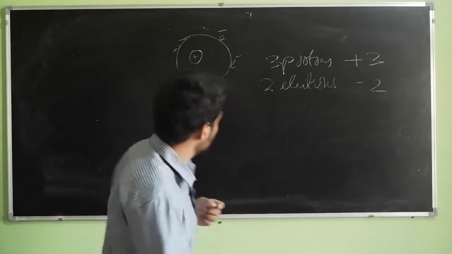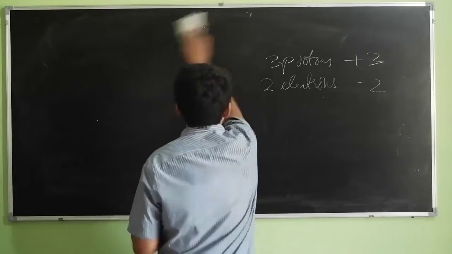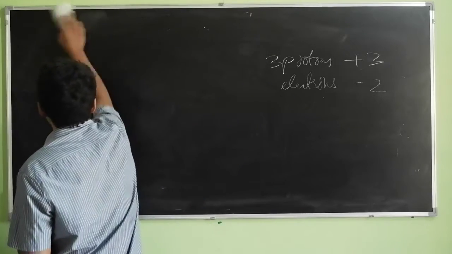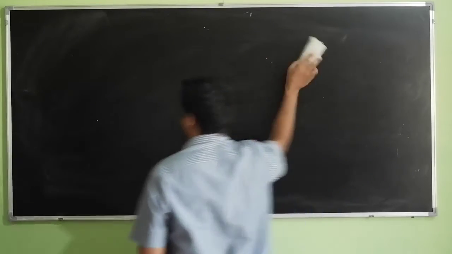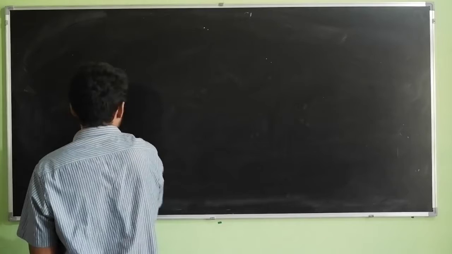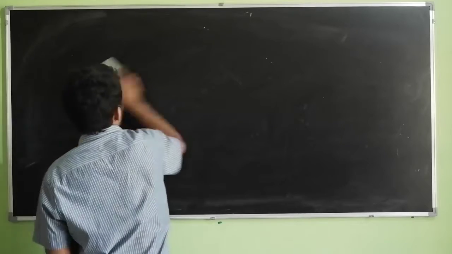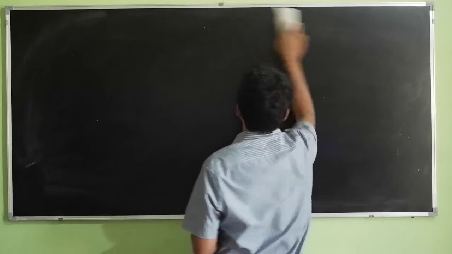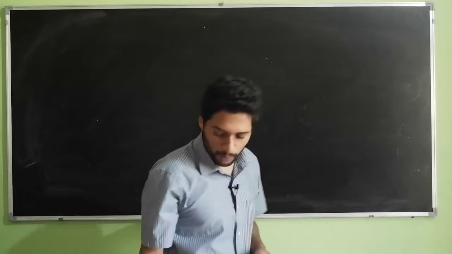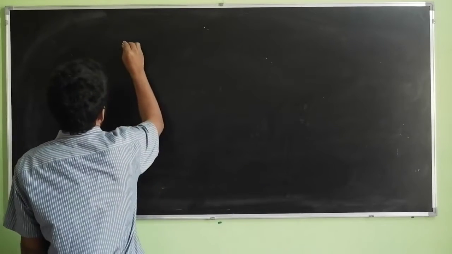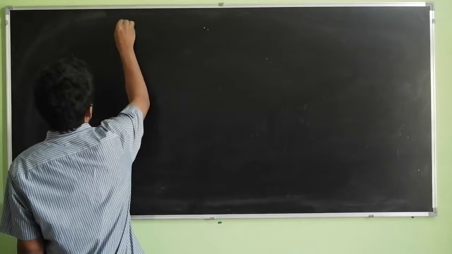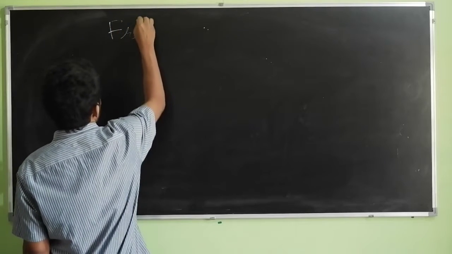Now the question is, what are the processes? How does it charge? So we answered why a body gets charged. Now let's answer, how does a body get charged? The processes that we have for charging, the first one is friction. That's the most famous one.